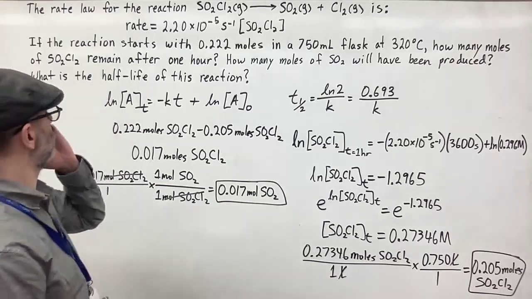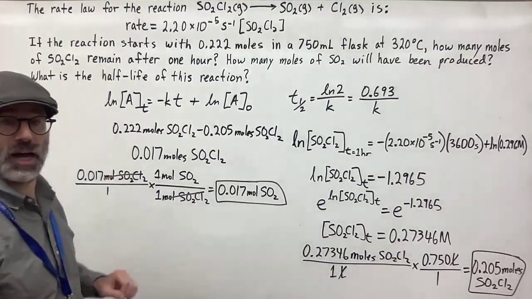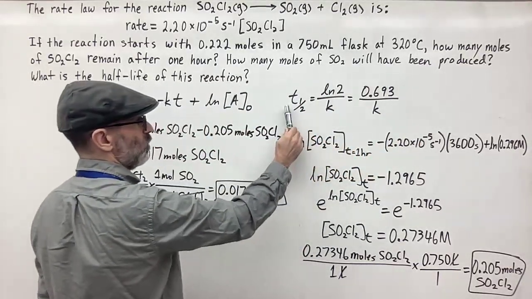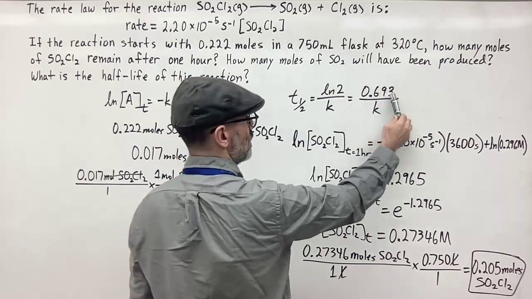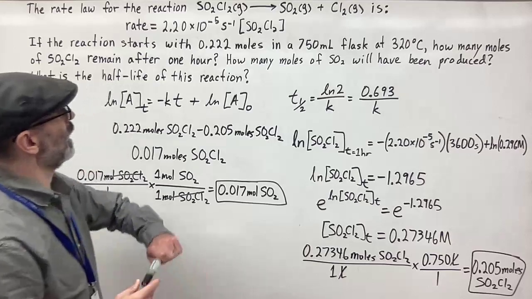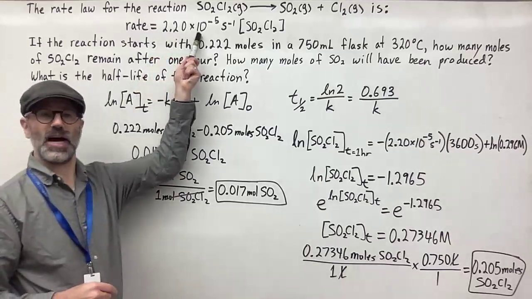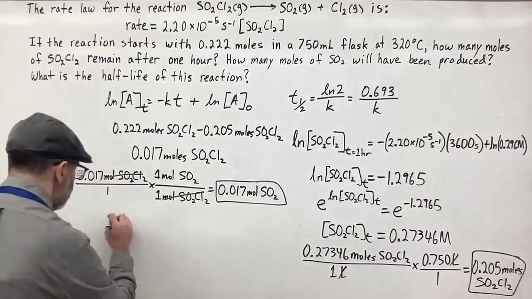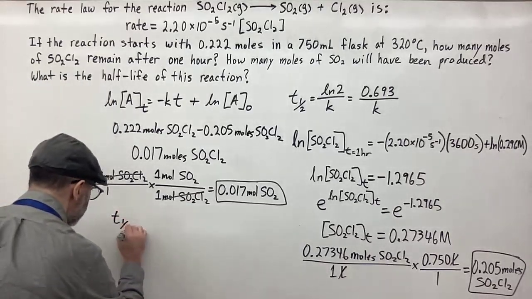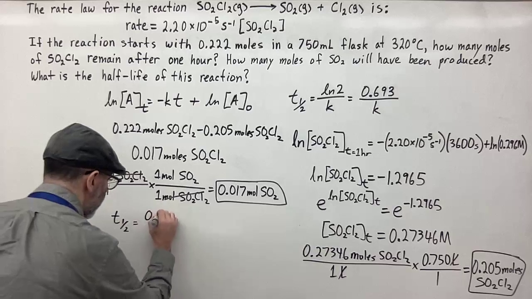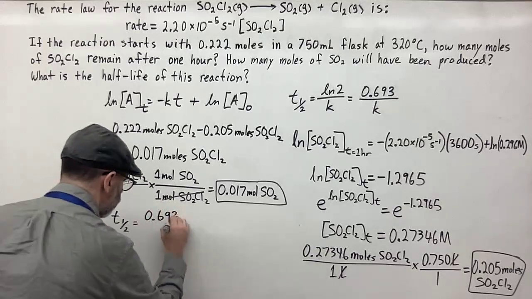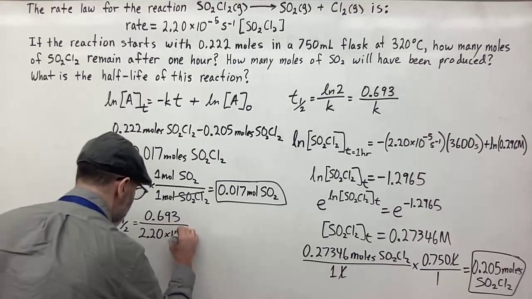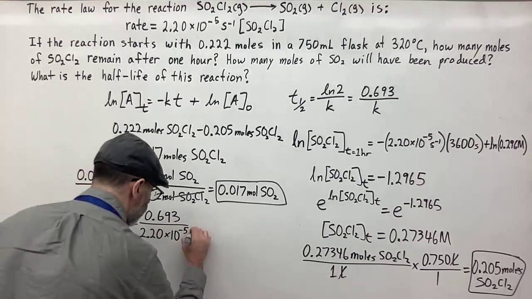Now the final question is, what is the half-life of the reaction? So we got to go to our half-life equation. The half-life is equal to 0.693 divided by k. k, the rate constant, is 2.20 times 10 to the negative 5 per second. So we're going to just use that equation. The half-life is equal to 0.693 divided by 2.20 times 10 to the negative 5 per second.